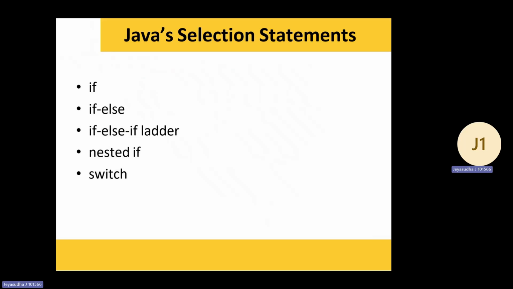Okay, good morning everyone. Today we will be discussing Java selection statements. In Java, we have all these five. Along with it, we will see how small programs work in selection statements in Google Colab.